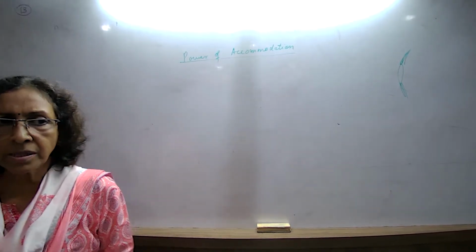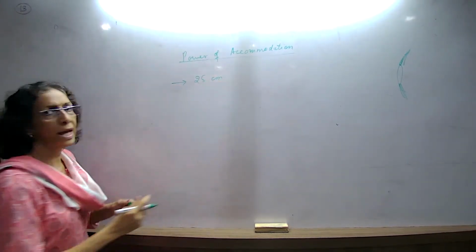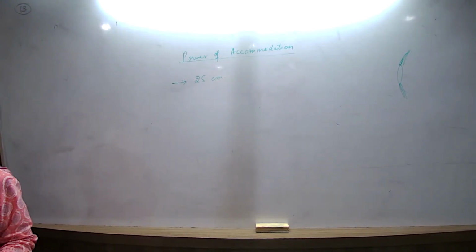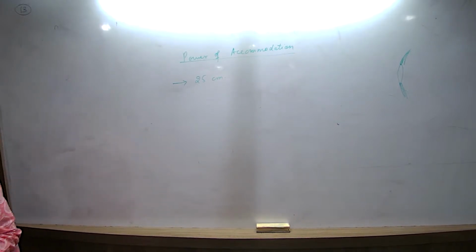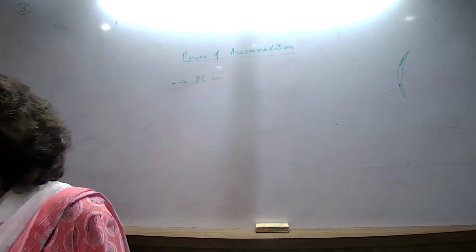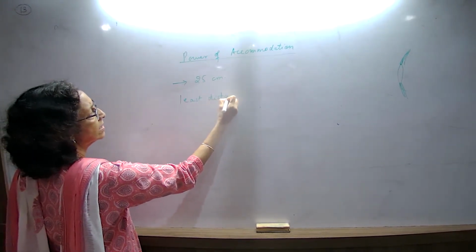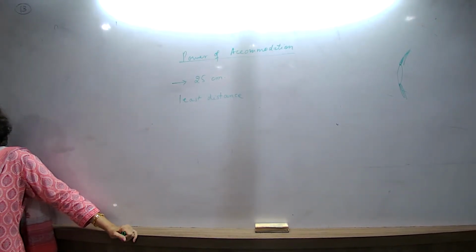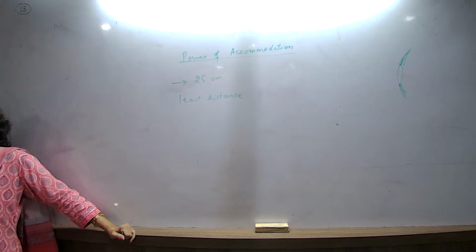So what is the minimum distance? We are talking about a distance of 25 centimeters, which will help us to see the objects clearly. Anything less than 25 centimeters, obviously the image becomes blurred. And this is what is known as the least distance. Why are we talking about a least distance? That is the distance which the eye can actually accommodate. A normal healthy eye will be able to see 25 centimeters and not less than.